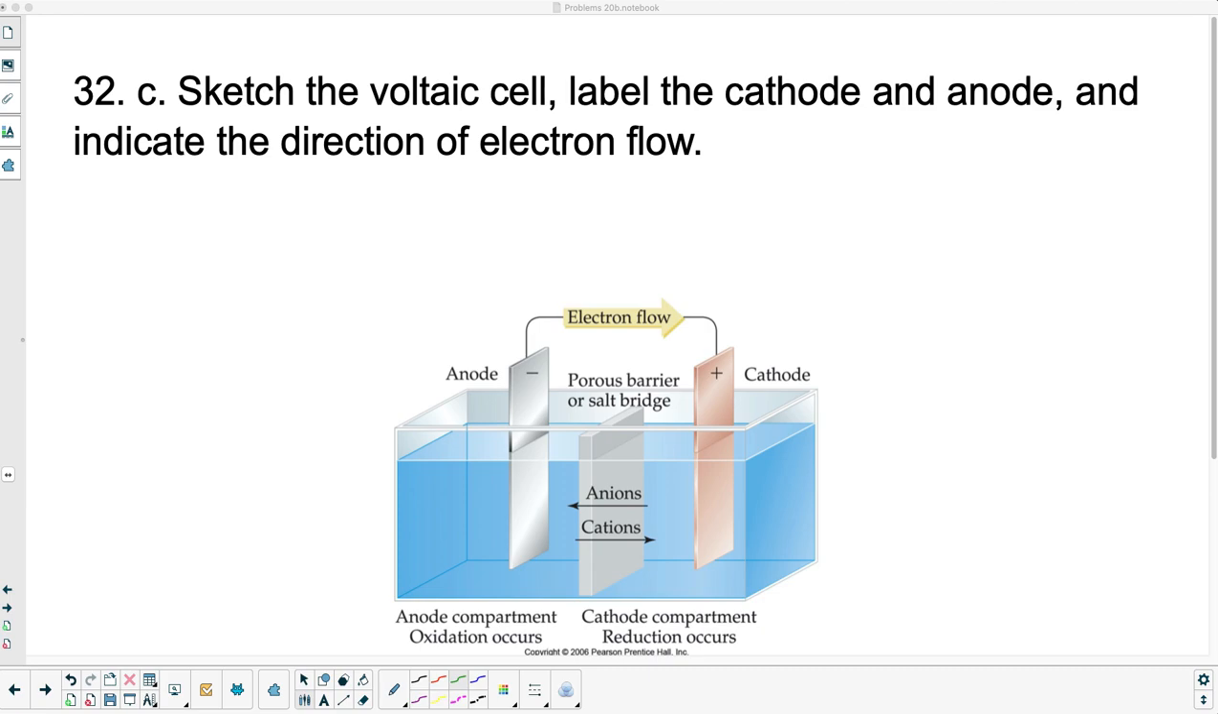Well, we got everything labeled here, and it tells you which way the anions are going. They go towards the anode. The cations are going towards the cathode. The cathode is positive, which makes sense.